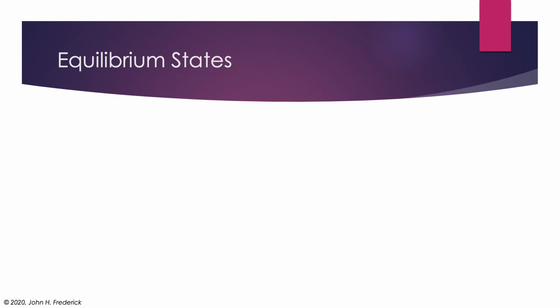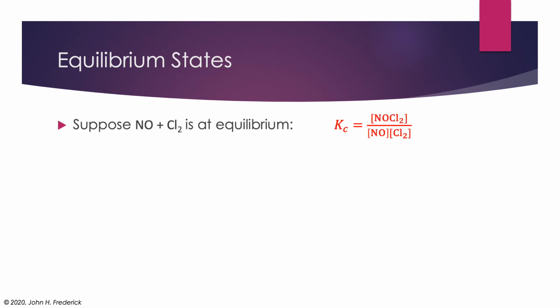Now, another thing that we can do with equilibrium states is explore how much they are affected when we change concentrations of things that are at equilibrium. So, for example, let's suppose that I have an NOCl2 reaction system that is at equilibrium. So all of the concentrations obey the expression shown here. Kc is equal to NOCl2 divided by NO and Cl2.